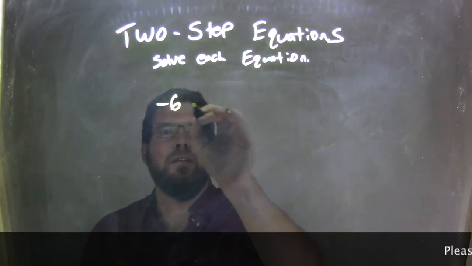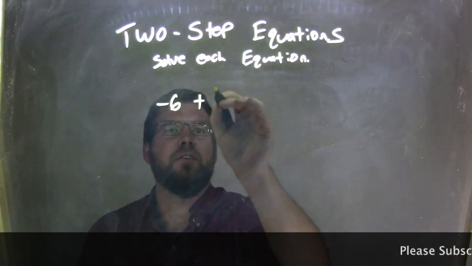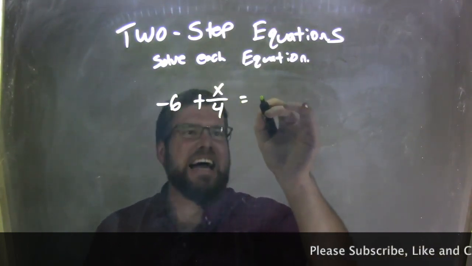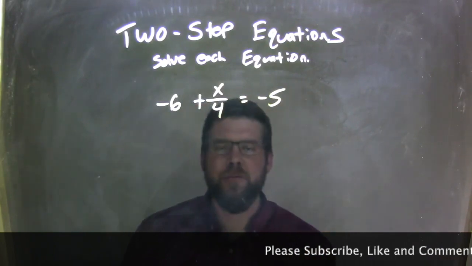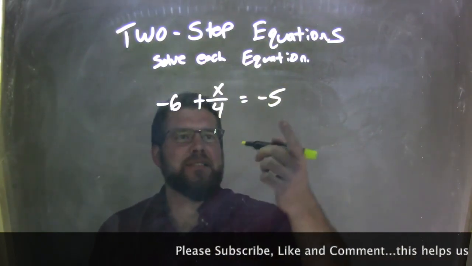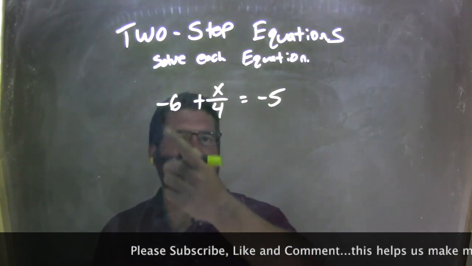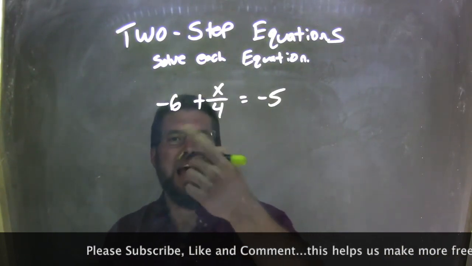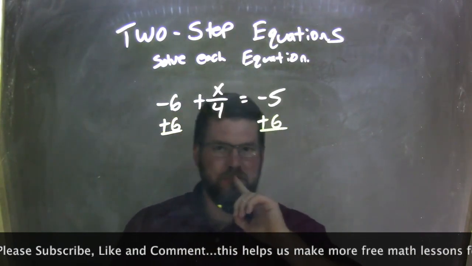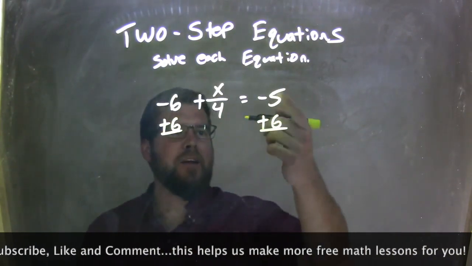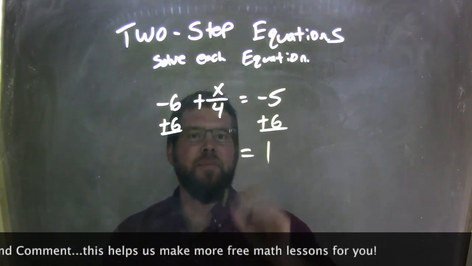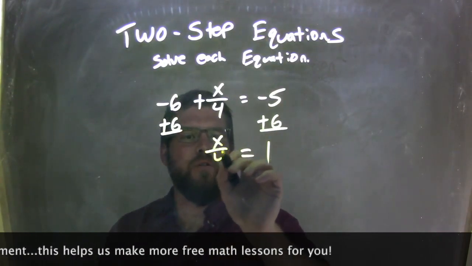Negative 6 plus x over 4 equals a negative 5. Okay? Well, first thing first, I want to add that 6 to both sides. I see a negative 6 here, so opposite of negative is a positive, so I'm going to add a 6 to both sides. And when we do it to one side, we have to do it to the other. Well, negative 5 plus 6 comes out to be 1. So we have the 1 here, and we bring down the x over 4.